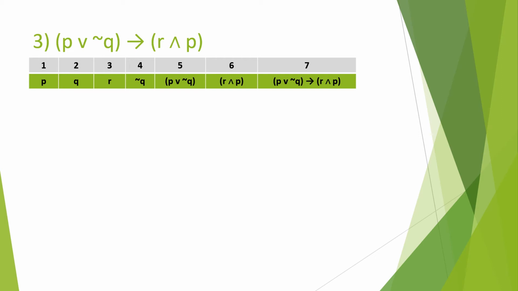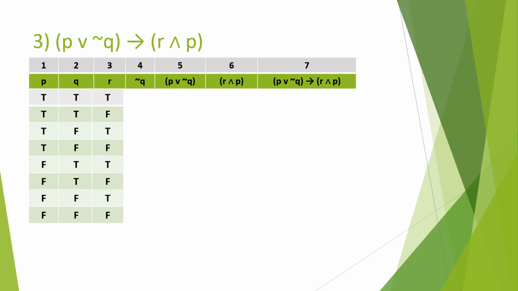Now since we have three atomic statements P, Q and R, here we have 8 combinations of truth values of P, Q and R. So to simplify it, let's take P as 4 T's and then 4 F's. So T, T, T, T, F, F, F, F. For Q, take first 2 T's, then 2 F's, again 2 T's and 2 F's. So it is TT, FF, TT, FF. For R, take alternately T and F. So TF, TF, TF, TF.